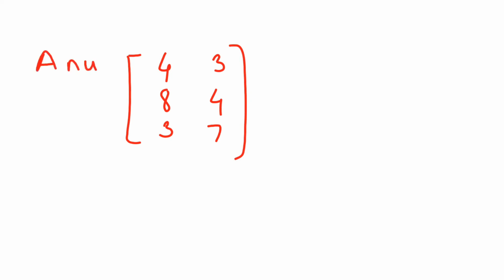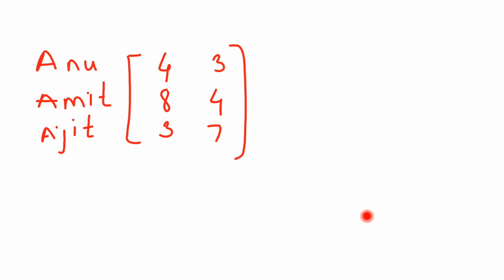That is 4, 3; 8, 4; 3, 7. Here we can observe that each row represents one of the children. That is, the first row represents Anu, then Amit, and the third row represents Ajit. And the first column represents the number of oranges and the second column represents the number of apples.